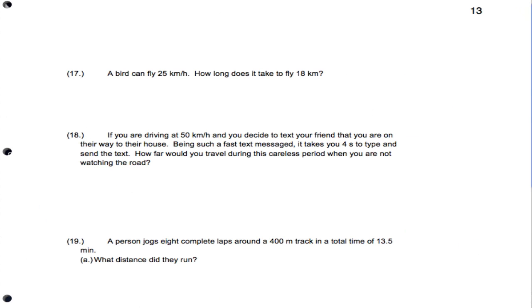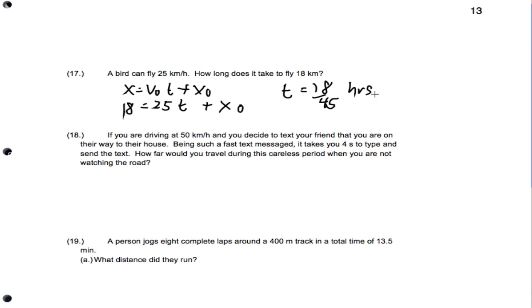Now, here we go. A bird can fly 25 kilometers per hour. How long does it take to fly 18 kilometers? A couple of formulas will work. I'll use this one: x equals v naught t plus x naught. They don't give me x naught, so I'll assume it's 0. So I have 18 equals 25 t plus x naught. So my time is going to be 18 divided by 25 hours.